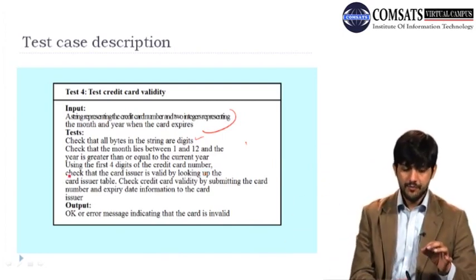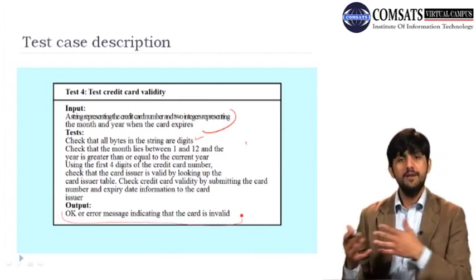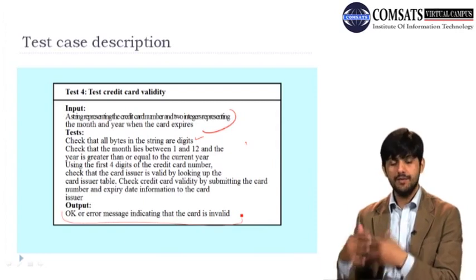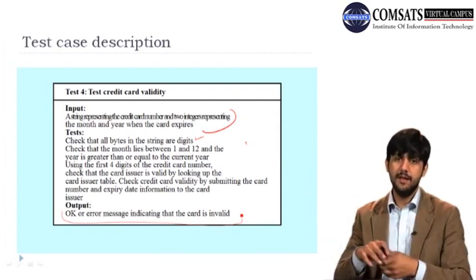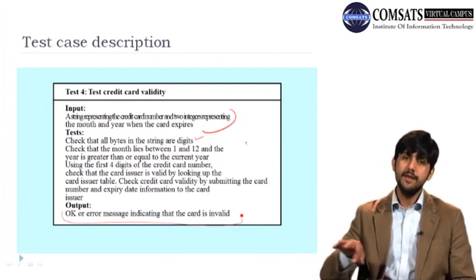And on the basis, we are also defining what would be the output. So the output is that if the card is okay, then we say okay, and if there is an error, then we will tell that there is an error. So this is how this whole thing is done.